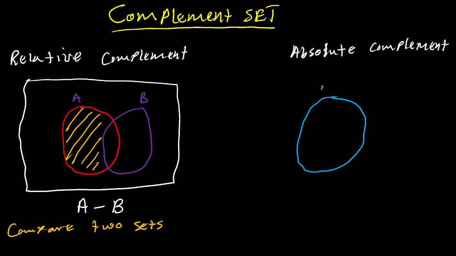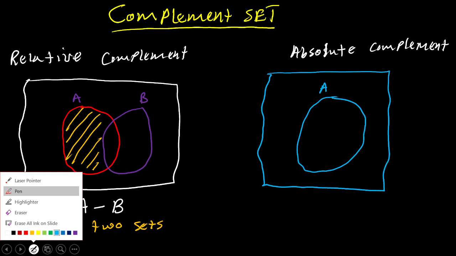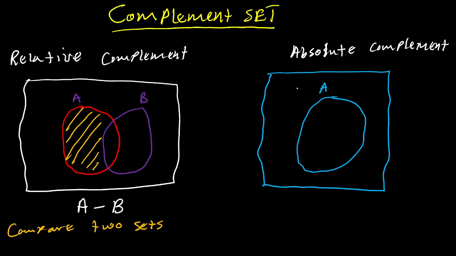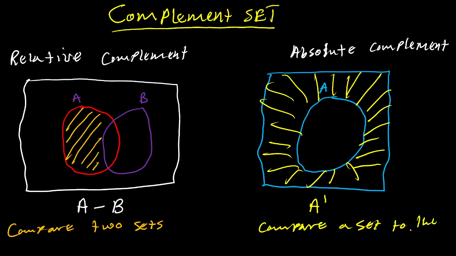Okay, so this is set A. The absolute complement, you compare it to the universal set. In this case, we are talking about this part. This is the absolute. You are comparing it to the universal set. So it is A complement. So you compare a set to the universal set.